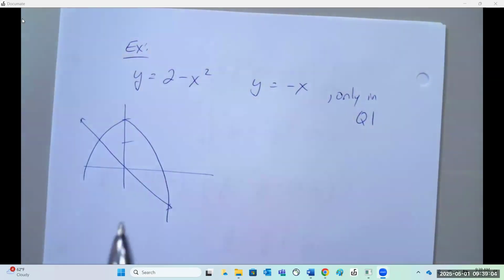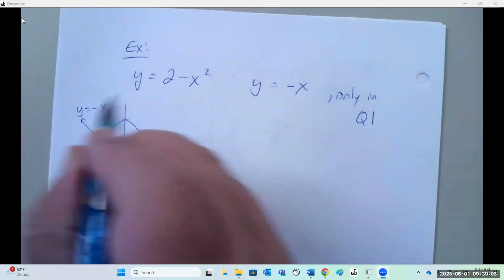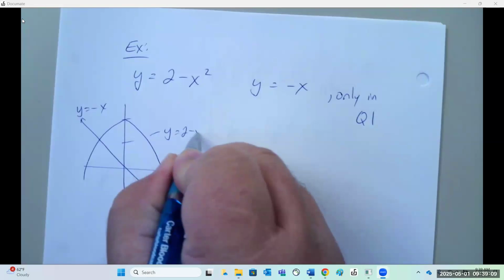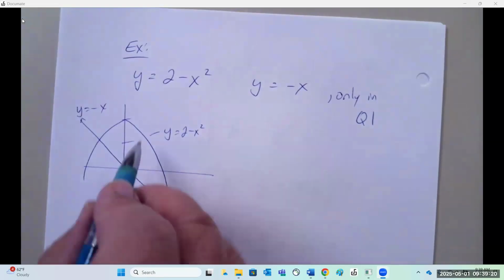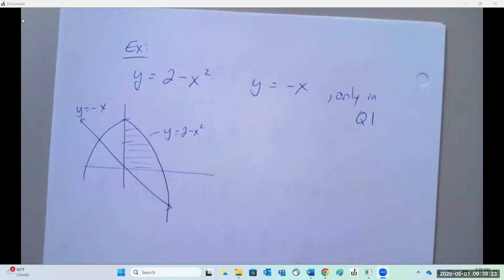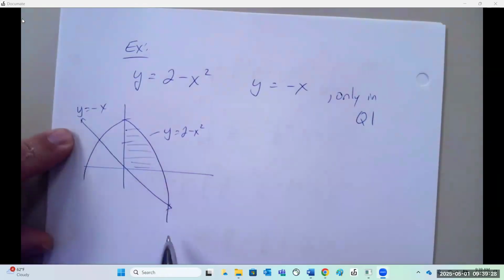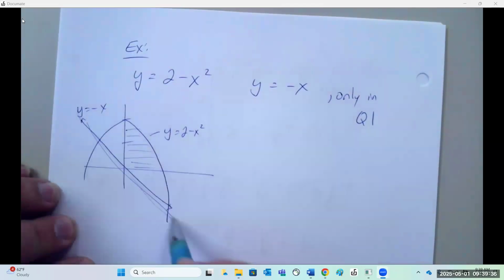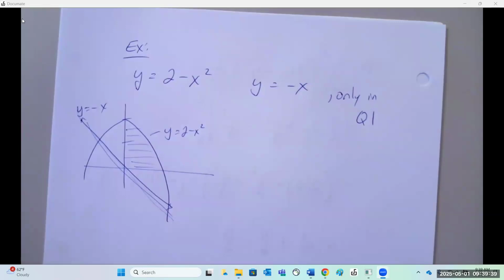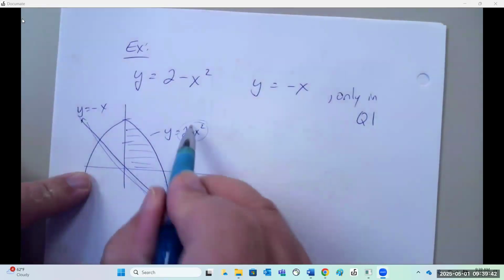All right, so this one here was y equals negative x. This one is y equals 2 minus x squared. The first thing we have to do with both of these equations is what? Remember, I only want this area here horizontally with respect to the y. Do I even need the second equation? This one contributes nothing because I'm only looking for the first quadrant. This one doesn't do anything. I don't even need it anymore. So the only thing I'm looking at here is this one.